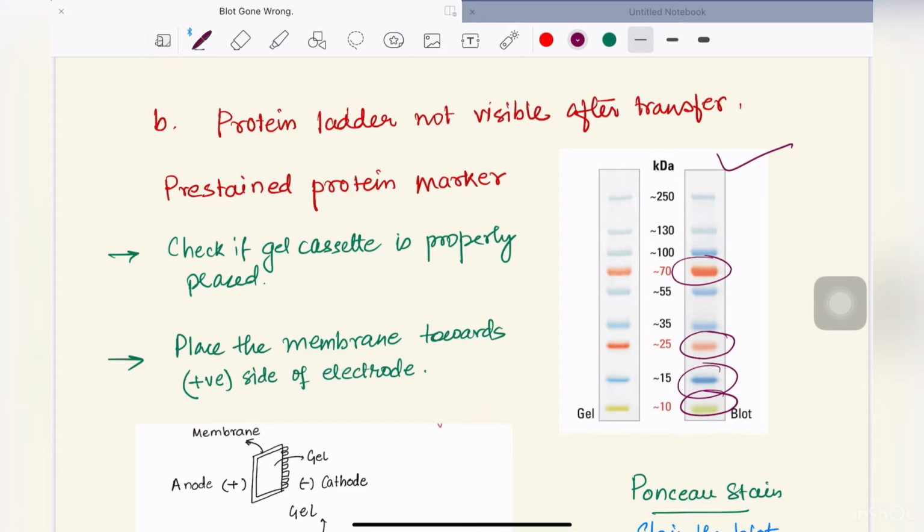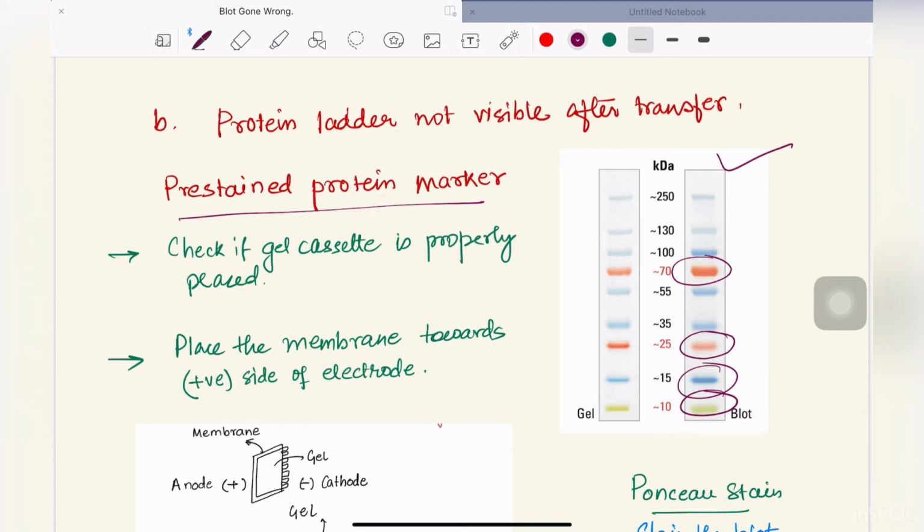According to the presence of this pre-stained protein ladder on the blot, you might be able to confirm that the transfer was complete. And if this protein ladder is not visible on your blot properly, what might happen? One thing is that the transfer did not happen at all.